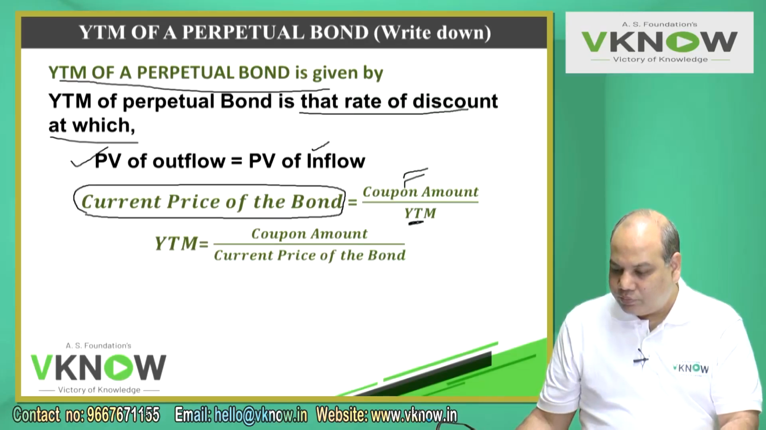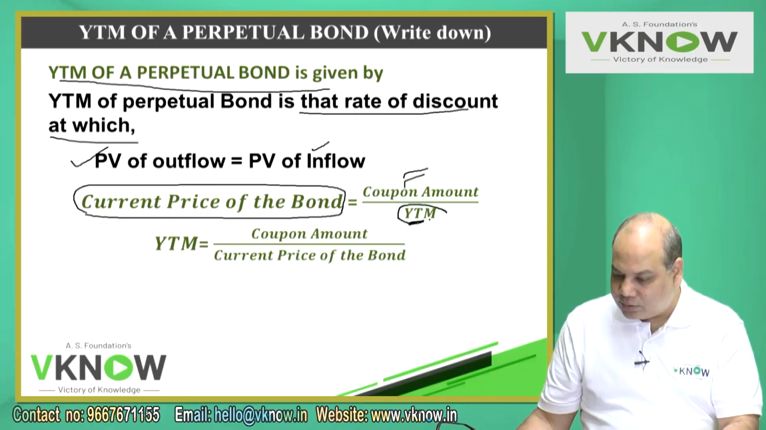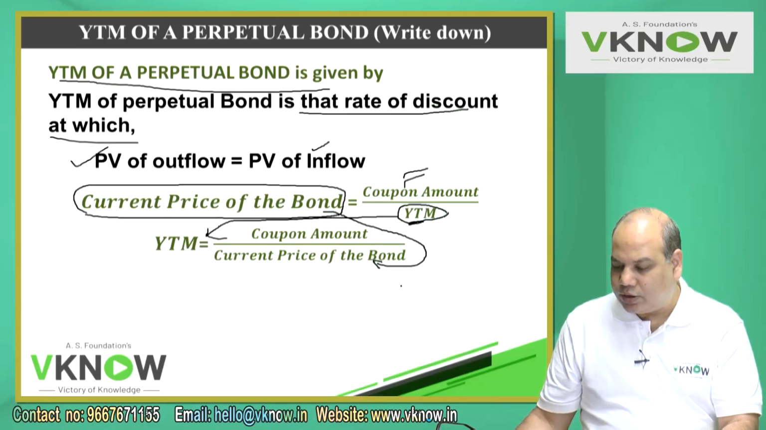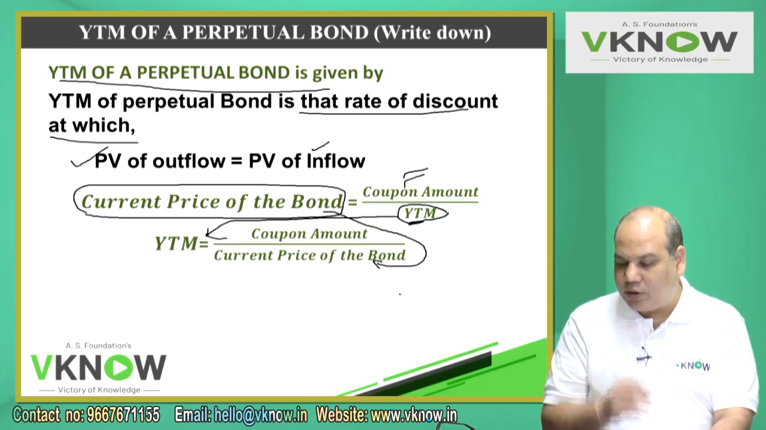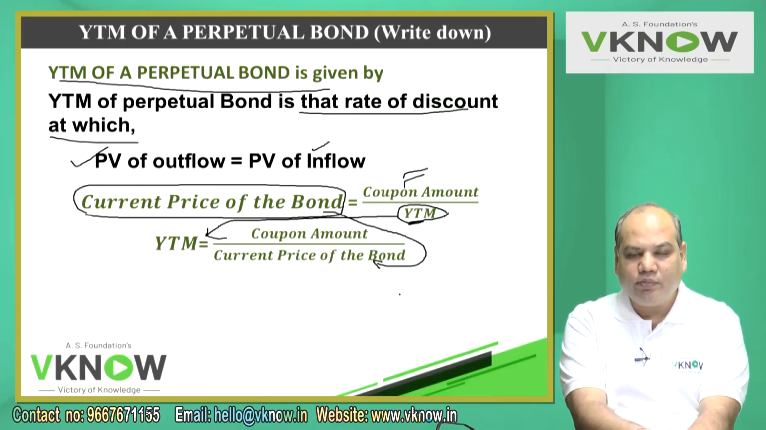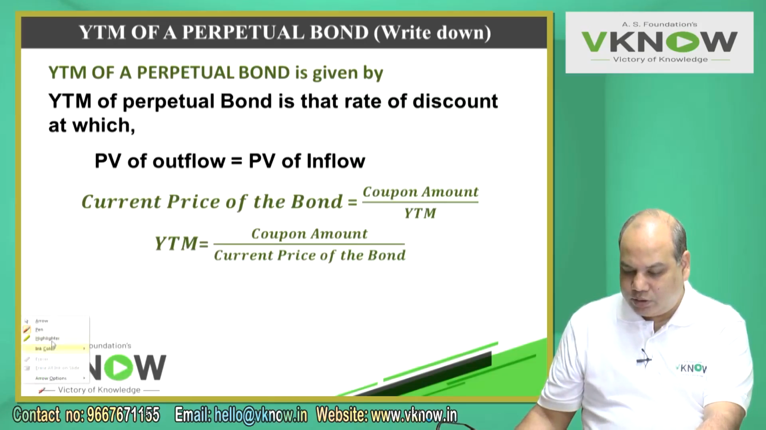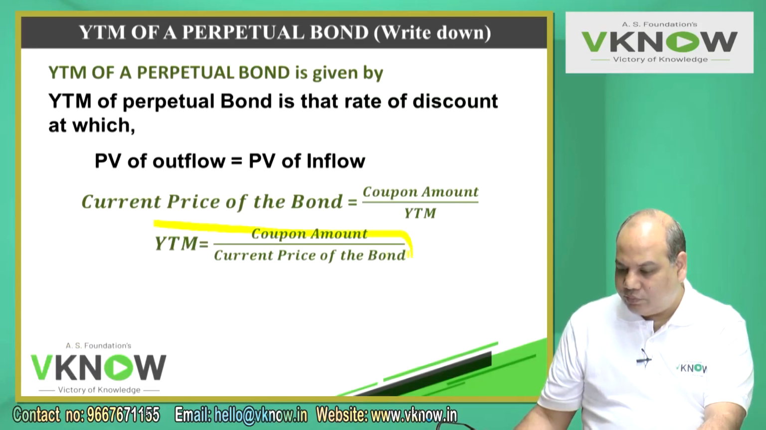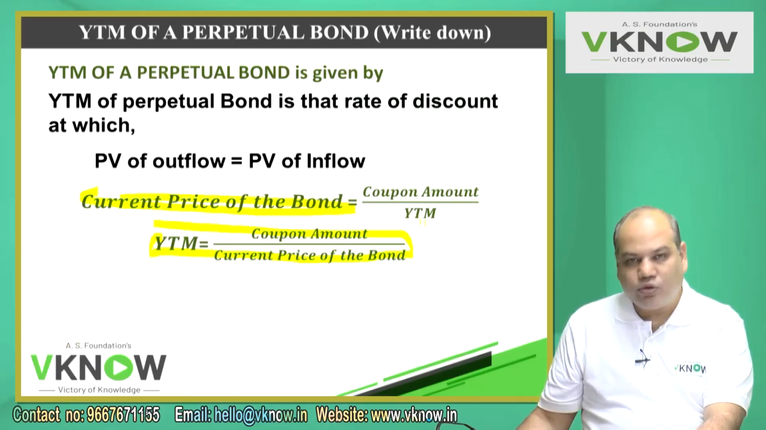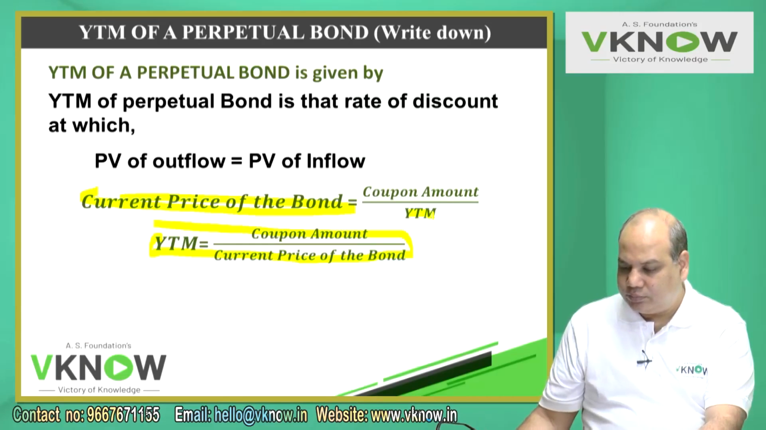Now in this equation, the left hand side is PV of outflow, the right hand side is PV of inflow, but I am interested in YTM. So I will bring the YTM on the left hand side, and I will take the current price to the right hand side in the denominator. So the formula for YTM we have just derived ourselves is equal to coupon amount upon current market price of the bond, and that is very easy. Even if you don't want to remember the formula, you know the basic formula of price of the bond. Using that also you can find out the YTM.